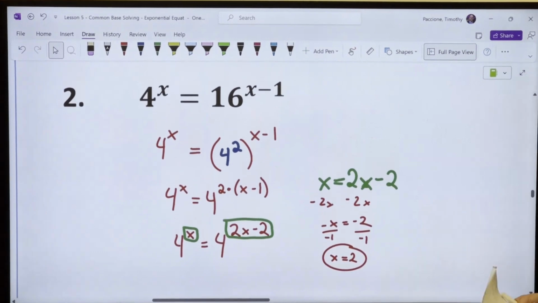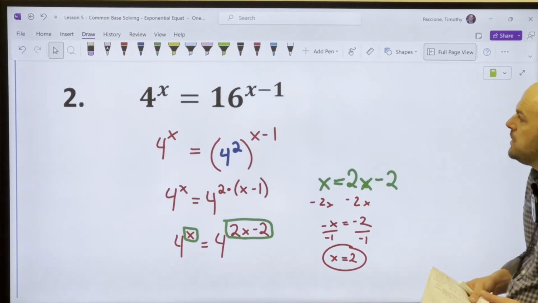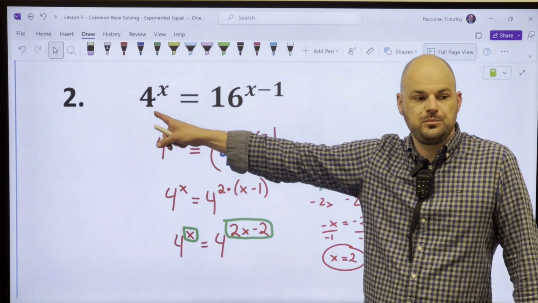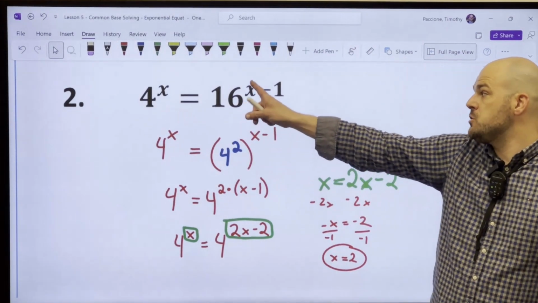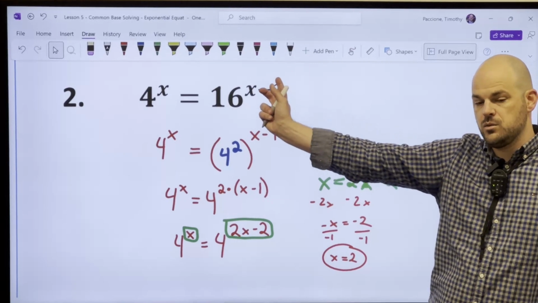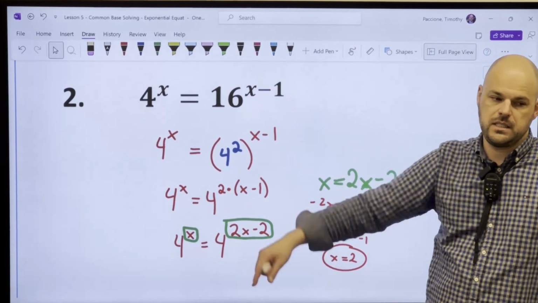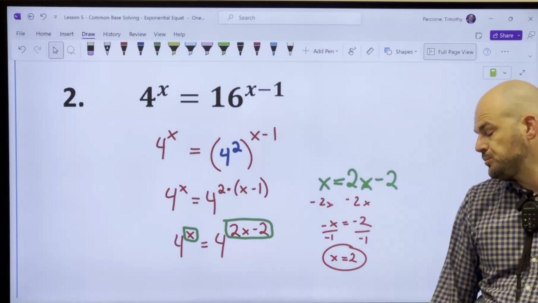Is it minus? Yep. Now, how do I know I did it right? I can check it. 4 to the 2 is what? 16. 16 to the 2 minus 1. Well, 2 minus 1 is 1. 16 to the 1 is 16. So it's correct.